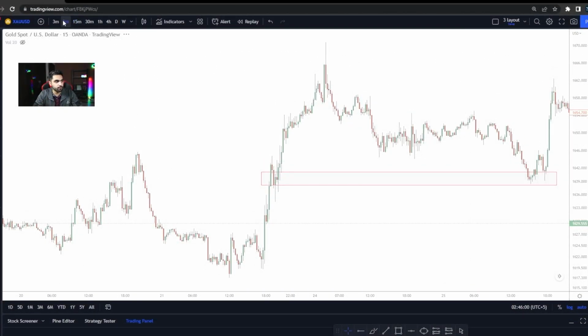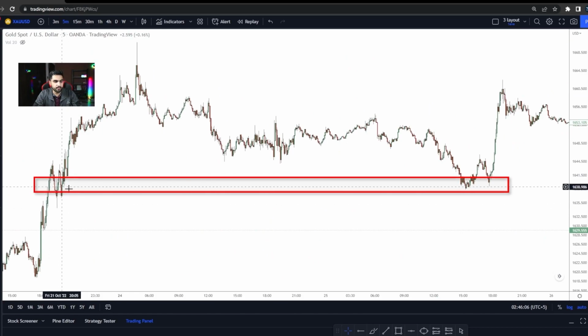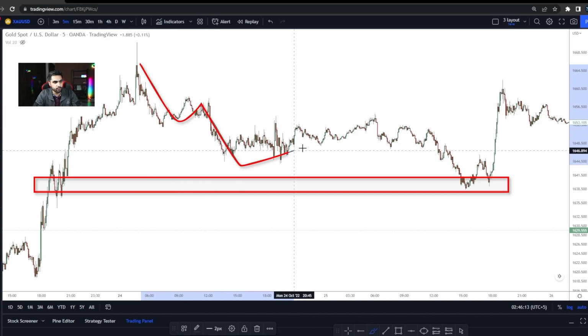So if we go down to 5-minute time frame, we had this demand zone on a 15-minute time frame, and when the pullback happened, sellers made a movement, buyers came up, sellers made a movement, buyers showed up, sellers again made a movement.